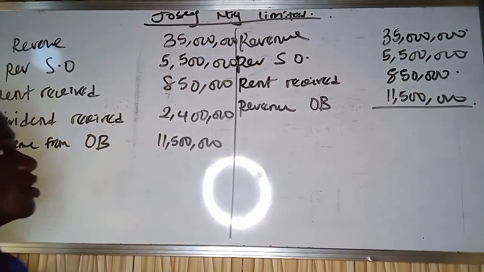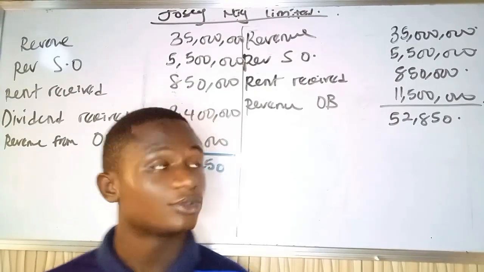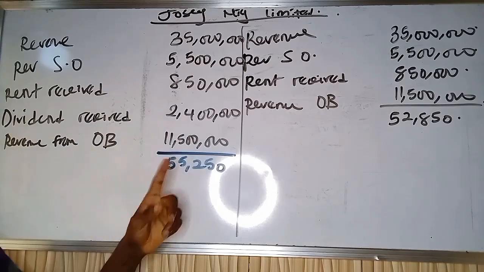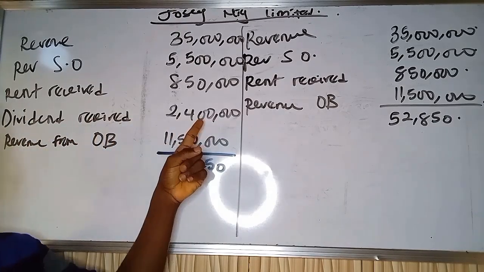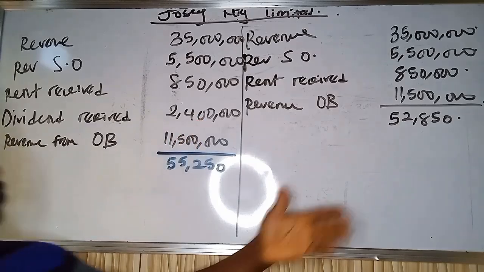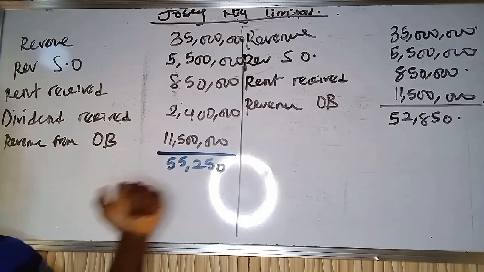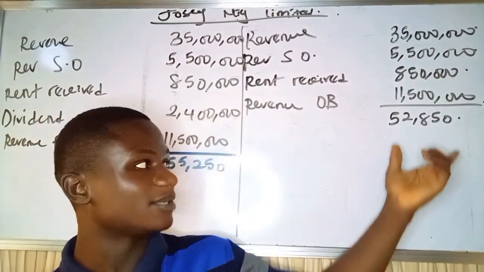So what do we do now? We add everything together. So if you sum it up, for this we'll be having 55,250. The one we added, don't forget that here we added our dividend received, which has been subjected to tax. So for here we did not add it. So because here we have already added, what we will do, we subtract it.